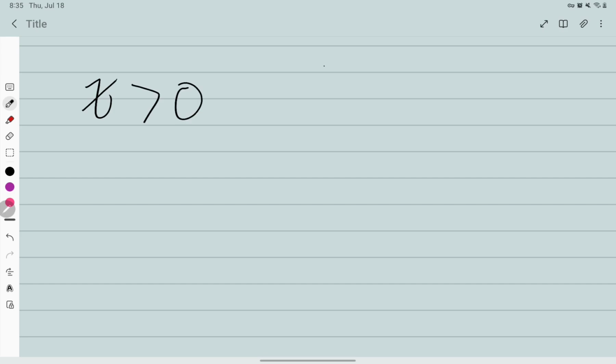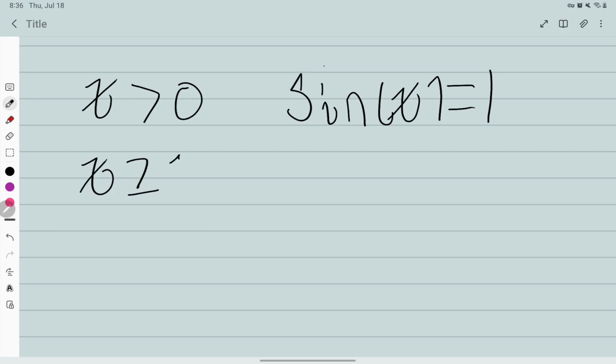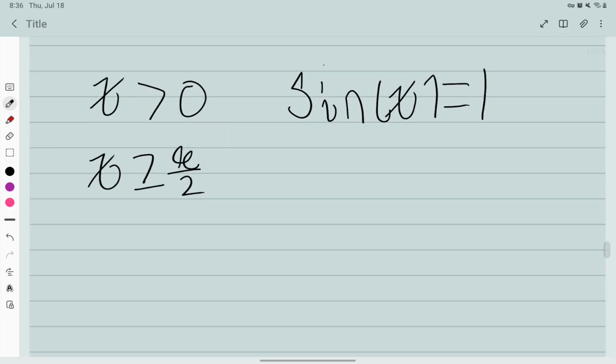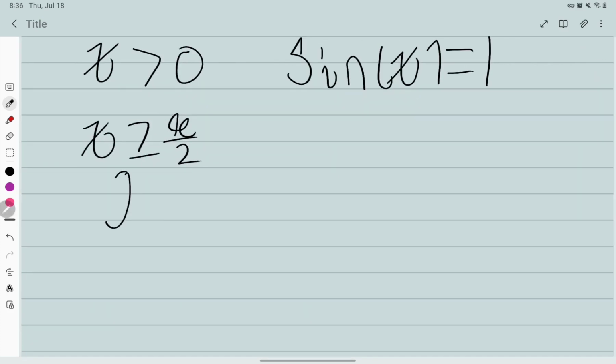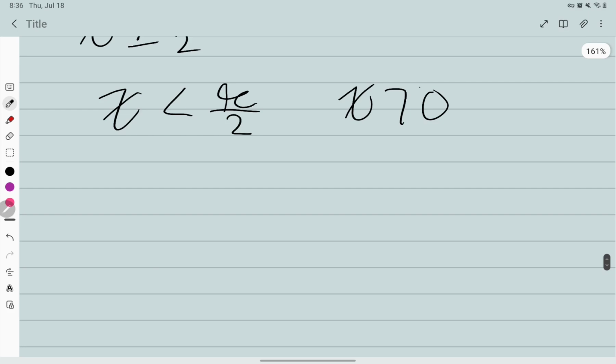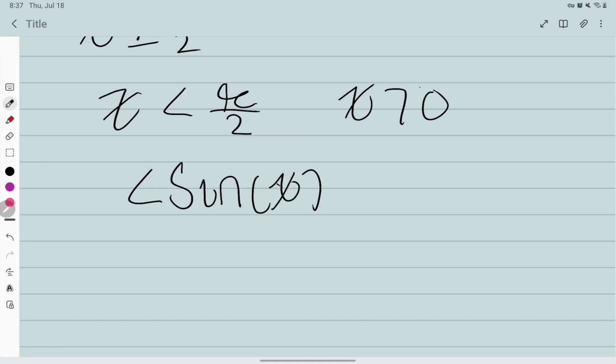So let's say x is a positive number, and also that sine of x equals 1. We want to prove that x is greater than or equal to pi over 2. Okay, so to prove that, let's assume that x is less than pi over 2, which is the negation of this statement. If x is less than pi over 2, then consider the fact that we also know x is greater than 0. Well, if x is less than pi over 2 and x is greater than 0, we know that sine of x is greater than 0 and less than 1.